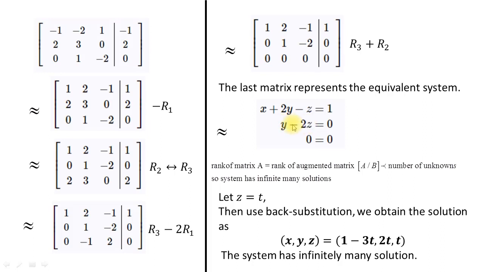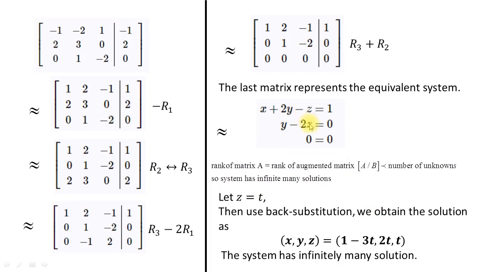So take one variable free. One variable will be free. Suppose z is equal to t, where t is any real number.